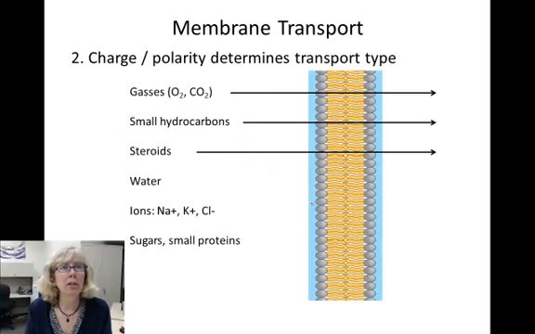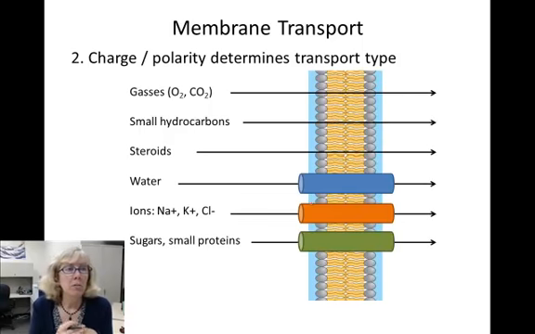Another important part of transport is the charge or polarity of a molecule. We've already talked about biological molecules, polar covalent bonds, and the lipid bilayer. It should make sense then that small nonpolar molecules like gases, hydrocarbons, and steroids can cross the lipid bilayer just using passive diffusion. But many important substances are charged or polar, like water, ions, sugars, and small proteins. These can't diffuse across the membrane and must be transported.